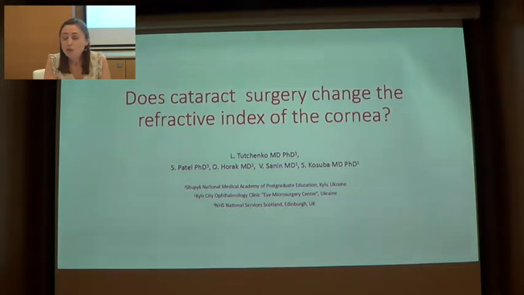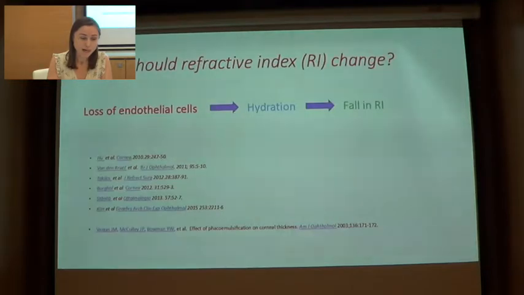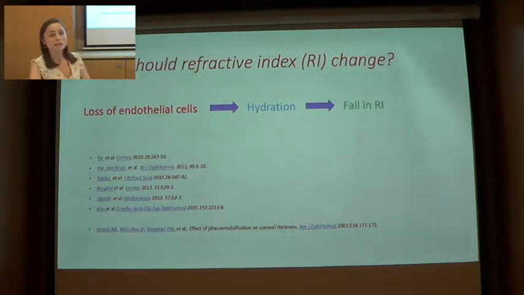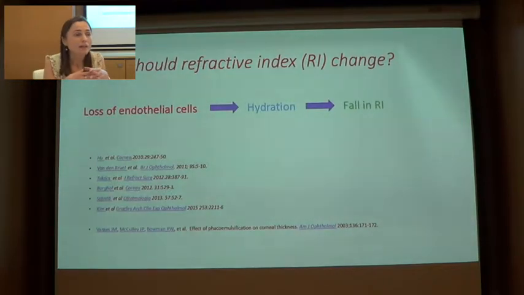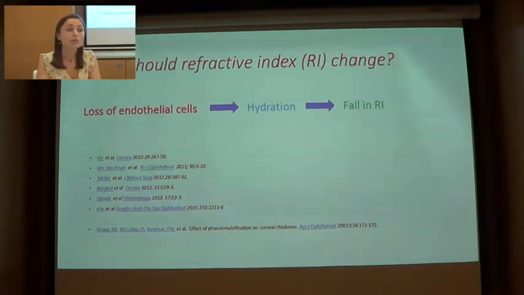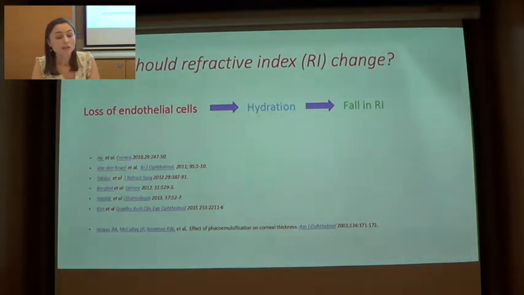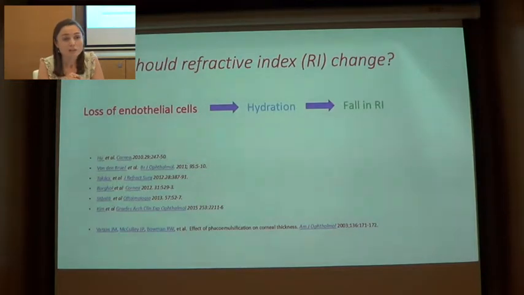But what do we know about it, and what do we know about a change in it after this surgery? What we really know is that endothelial cells maintain the water content of the cornea, that is, hydration. And the loss of endothelial cells is still a problem during and after the surgery. Loss of endothelial cells leads to hydration, and this leads to a fall in refractive index. And this also has an impact on the whole refraction, according to the vast majority of papers.